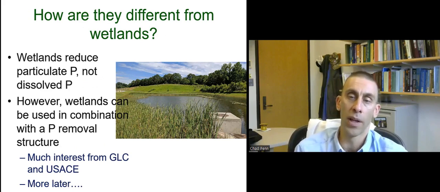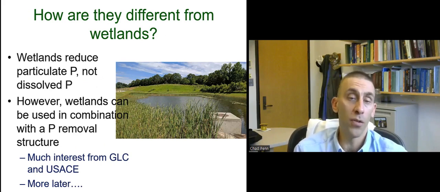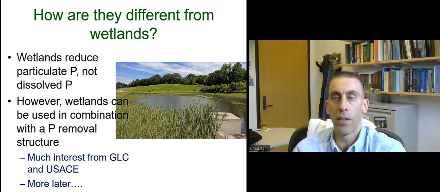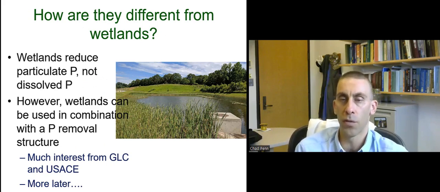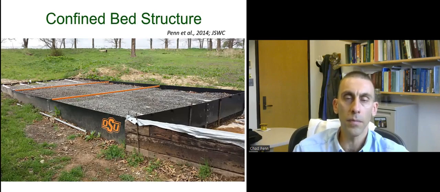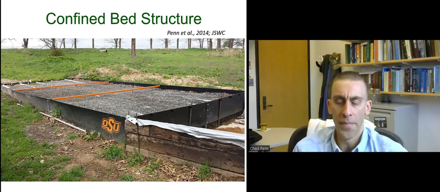In fact, sometimes wetlands can become a source of dissolved P, even though they're dropping out sediment and reducing total P. However, you can use wetlands in combination with a phosphorus removal structure to remove the sediment with a wetland and then treat the drainage water from it to capture the dissolved P. More on that later. There's a lot of interest from the Great Lakes Commission on that and the U.S. Army Corps of Engineers. Okay, I'll give you a quick overview of some different styles of filters that we built.